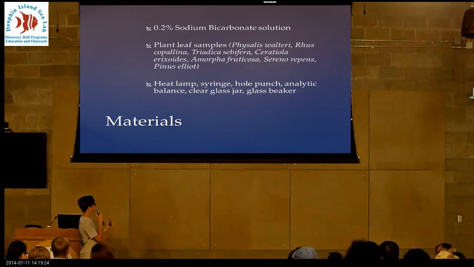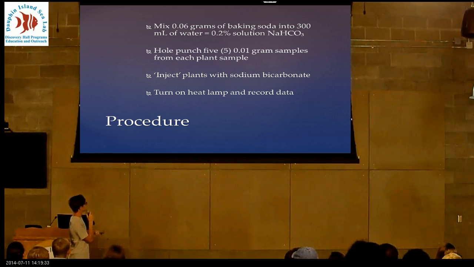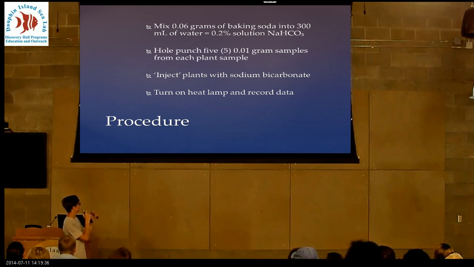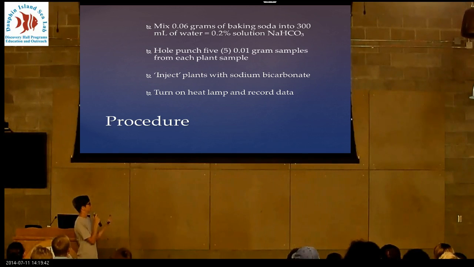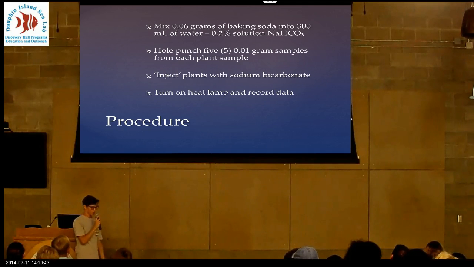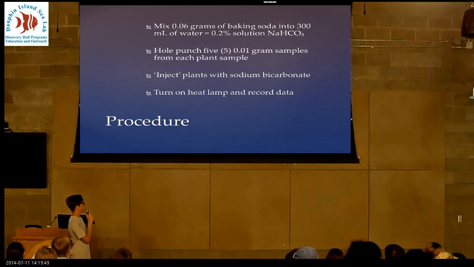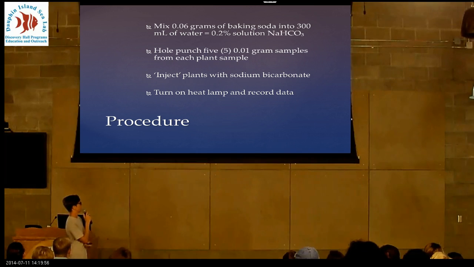I used a heat lamp, a syringe, a hole punch, an analytic balance to mass it, and a clear glass jar and a glass beaker. The procedure consisted of mixing 0.06 grams of baking soda into 300 milliliters of water, and that gave me the 0.2% sodium bicarbonate solution that I needed. I hole punched 5.01 gram samples from each plant, and obviously since some were denser than others, I had to cut it down to get it to that weight.